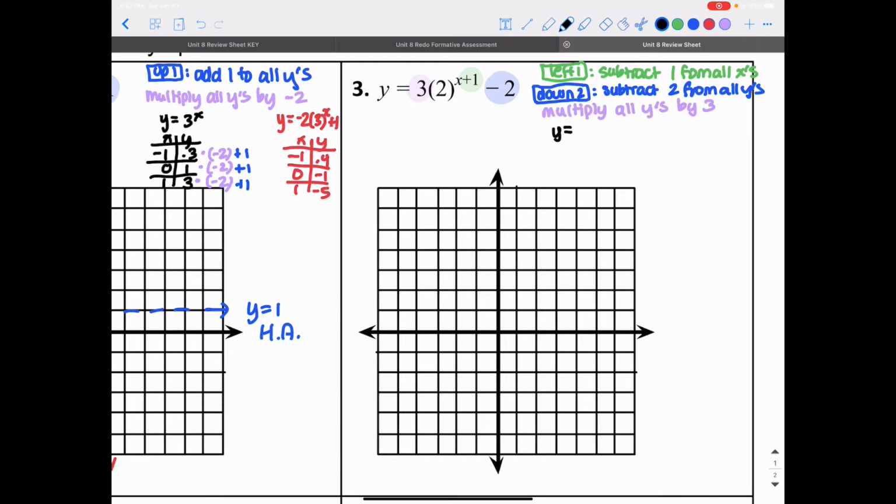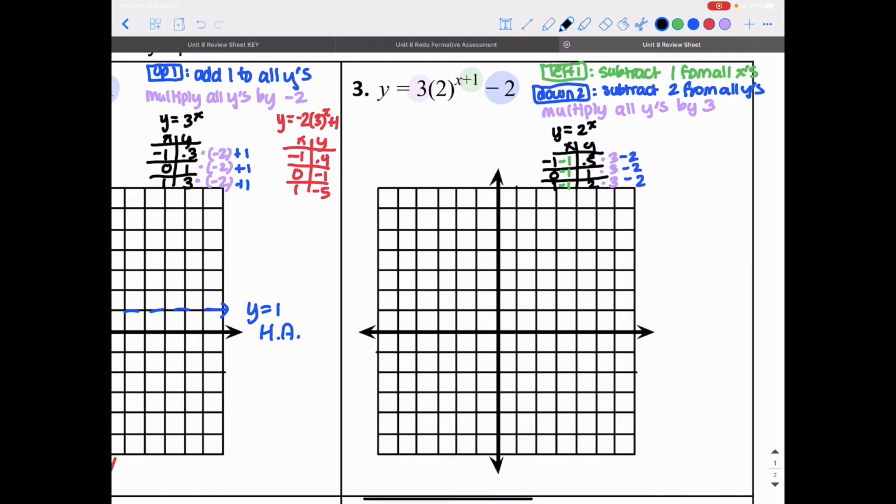So the parent function for this case is 2 to the x power. I know that I have -1 and 0.5, 0 and 1, and 1 and 2. And then I'm going to be subtracting 1 from all my x's, and I'll be doing 2 separate things to my y's. I need to make sure I'm doing the multiplication before the subtraction here.